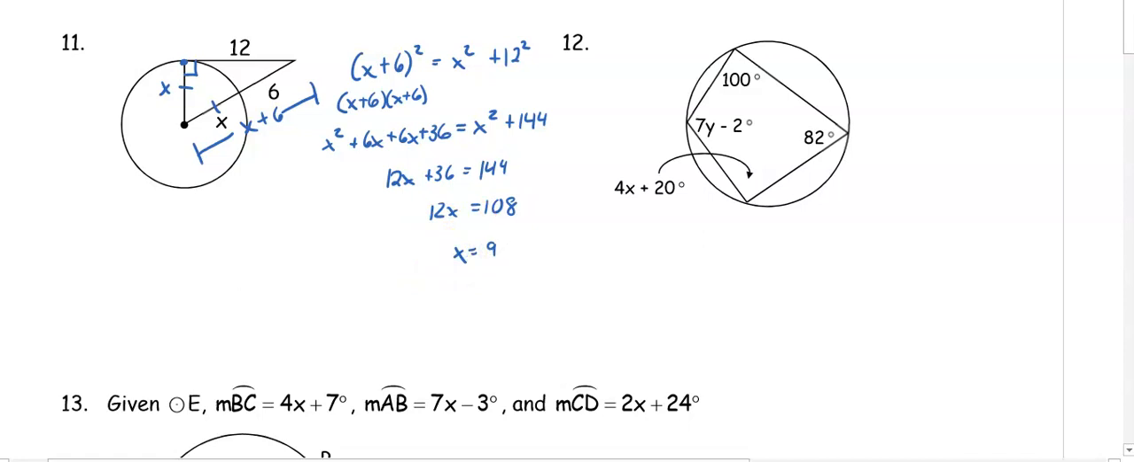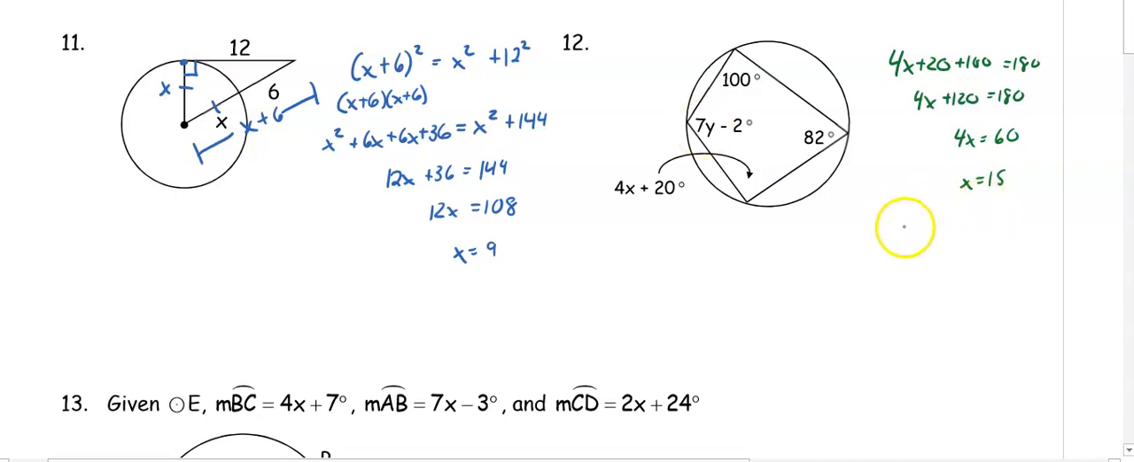In number 12, we have a quadrilateral, a 4-sided figure that is inside a circle. The opposite angles have to be supplementary. So to solve for x, we would have 4x plus 20 plus 100 is equal to 180. Remember that they are not congruent. So we get 4x plus 120 is equal to 180. 4x equals 60. So x is 15.